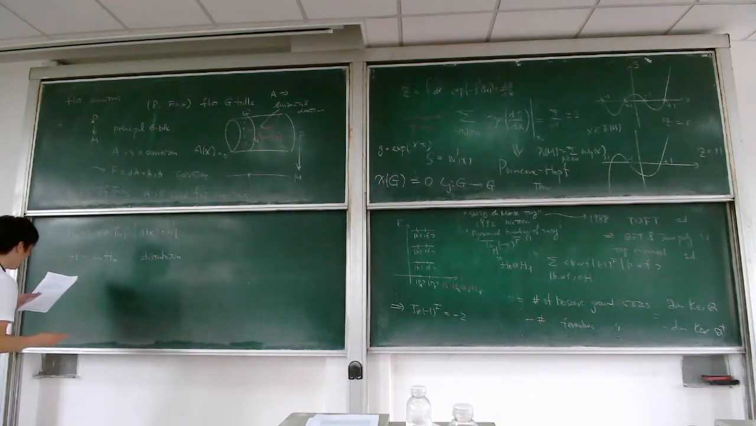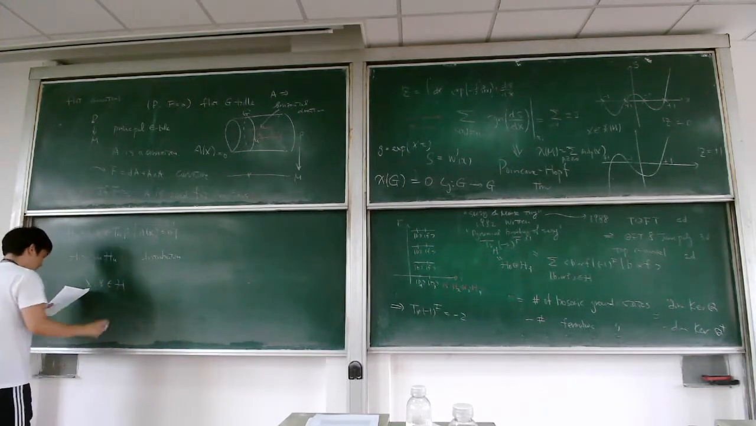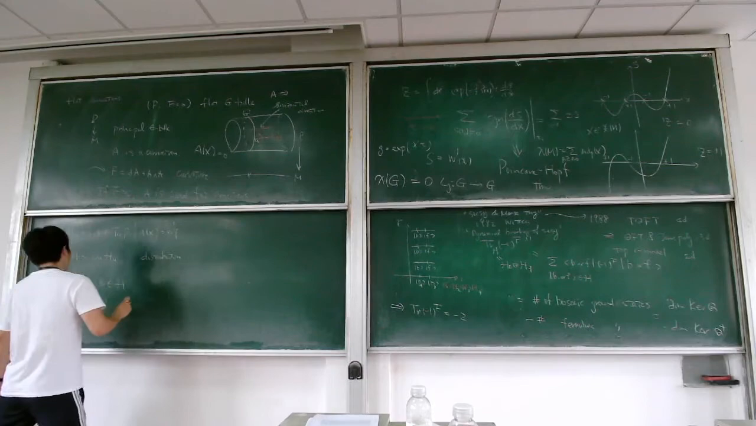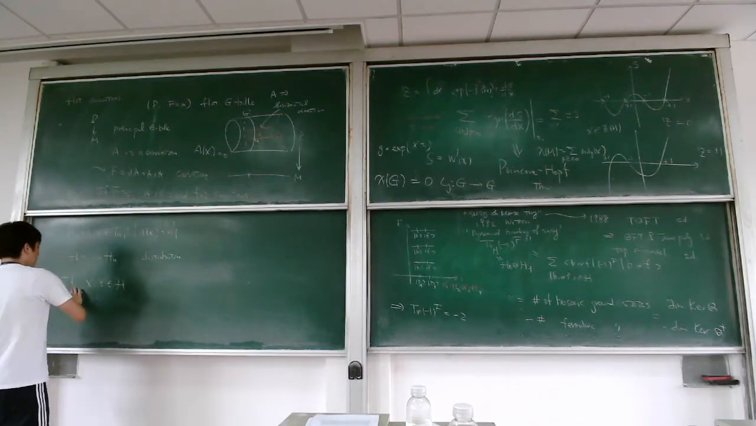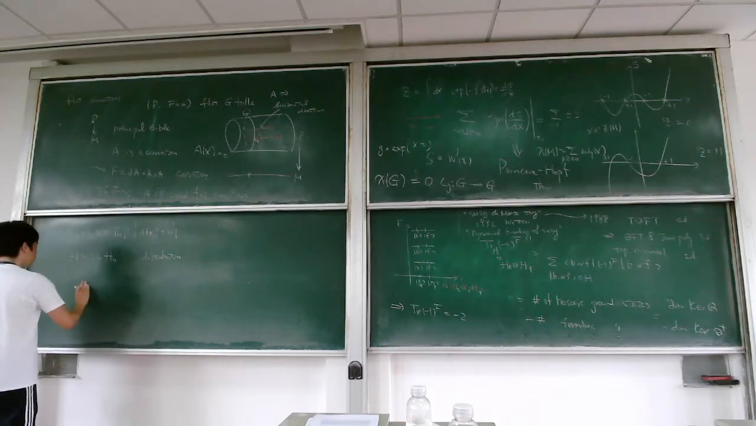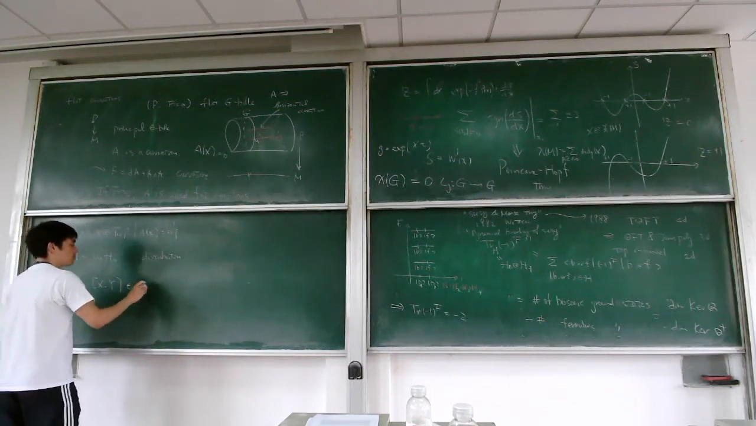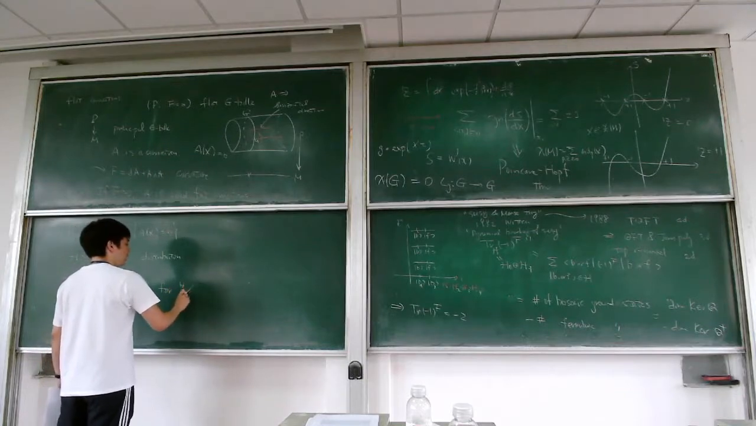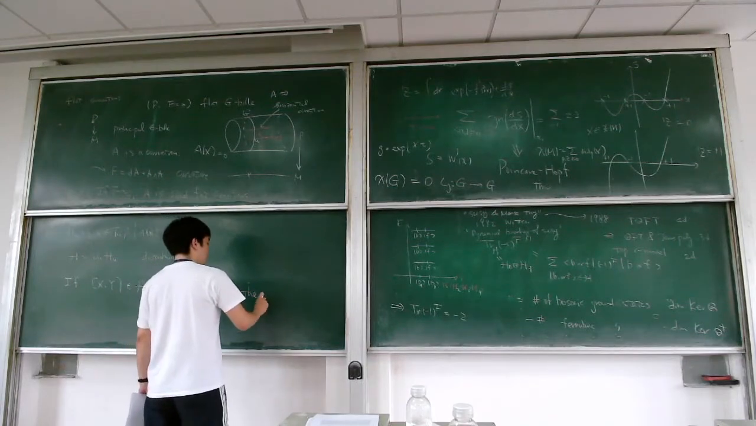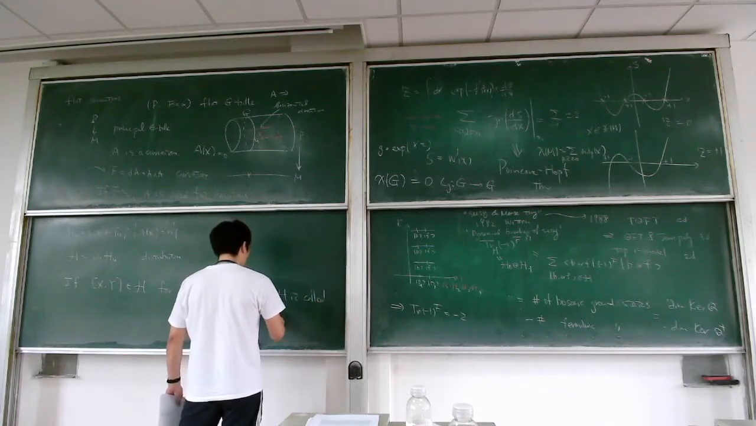But of course, given the horizontal vector field, if the commutator is also a horizontal vector field for any X and Y horizontal vector fields, then this distribution H is called completely integrable.